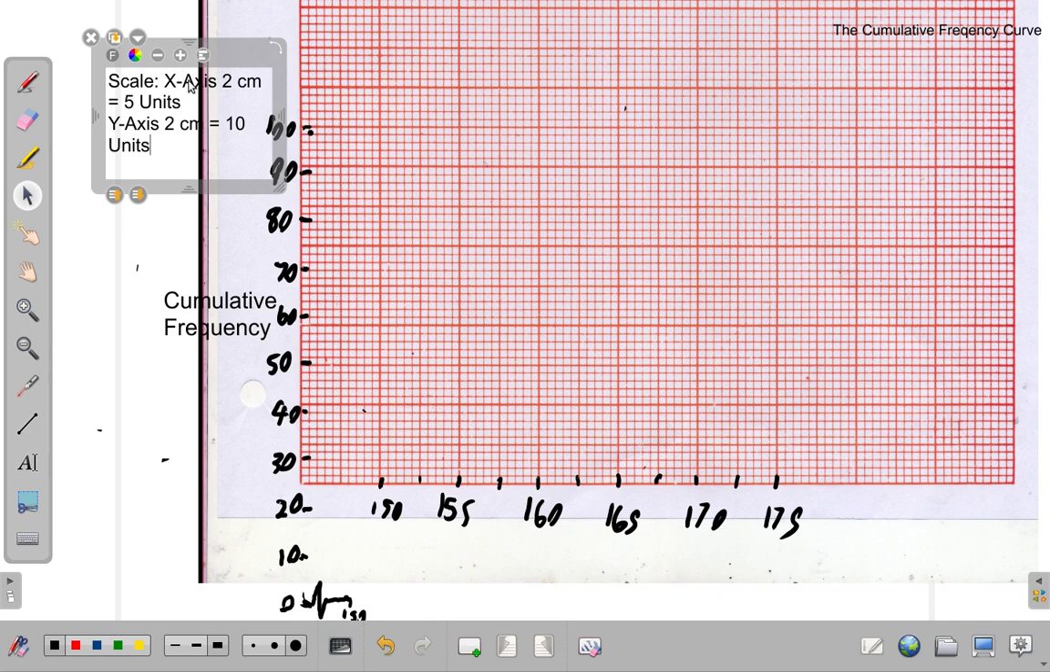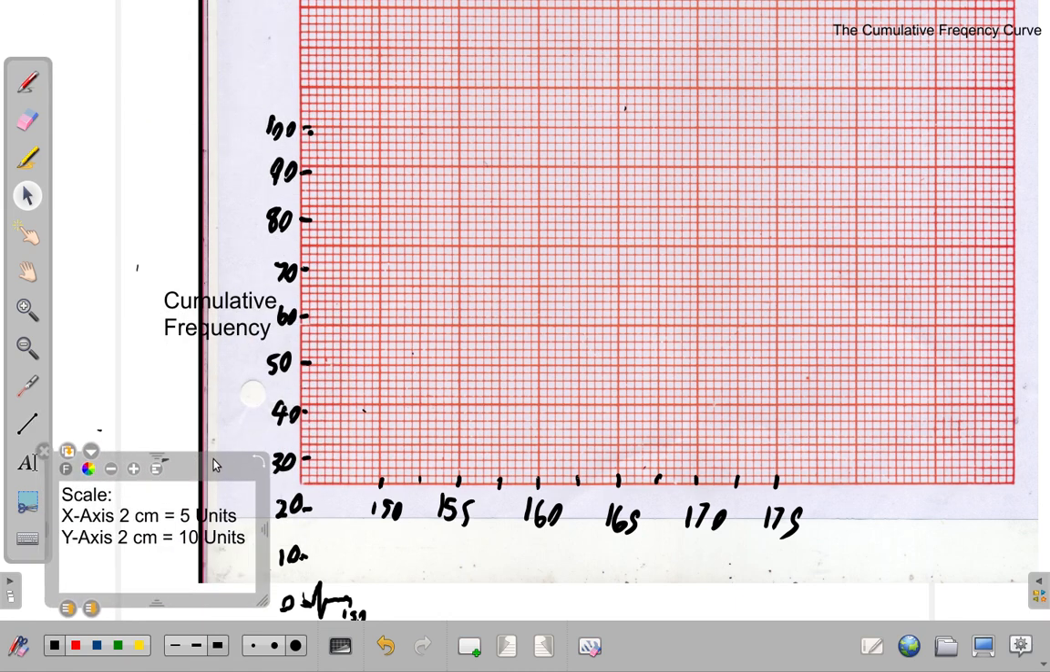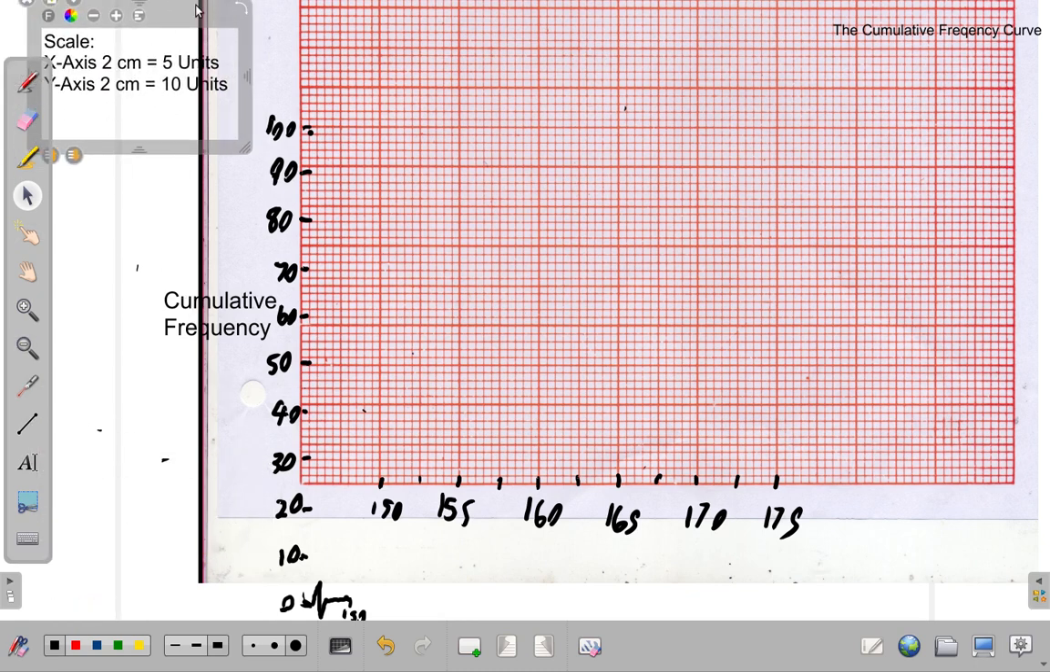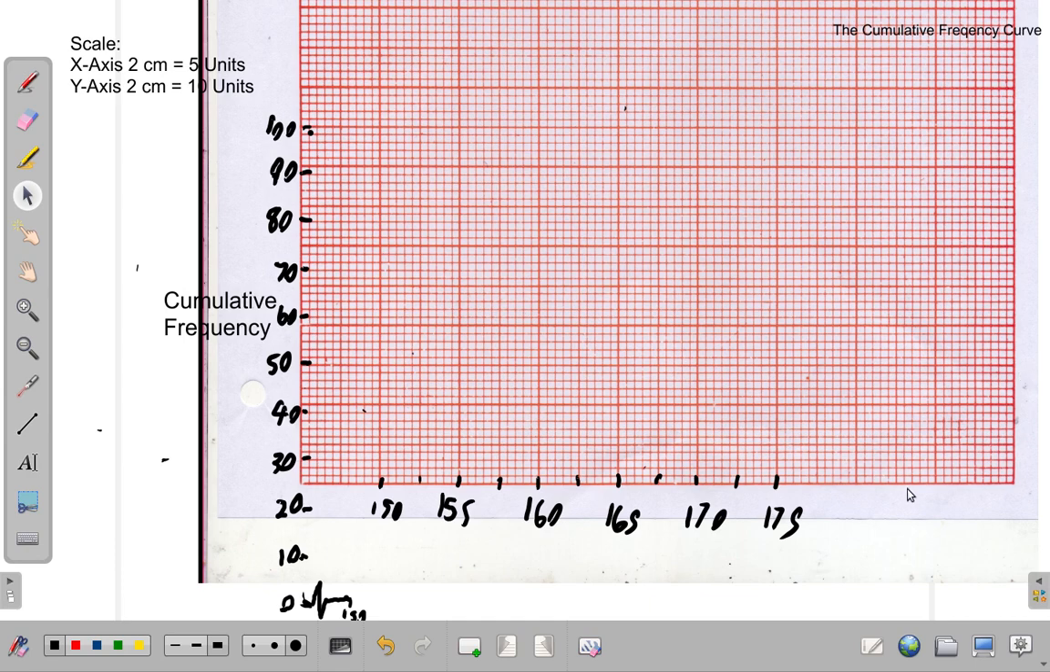Scale. Put this down a bit. X-axis: 2 cm equals 5 units. Y-axis: 2 cm equals 10 units. Where should I put it? Let me put it down here. Alright, put it up here. Okay, so we have our scale.